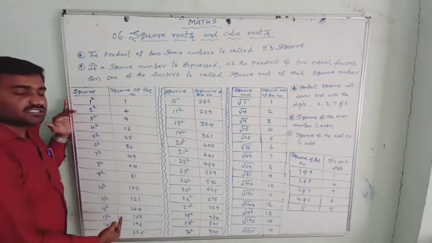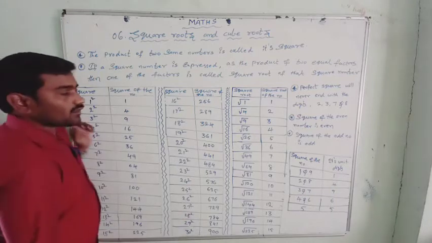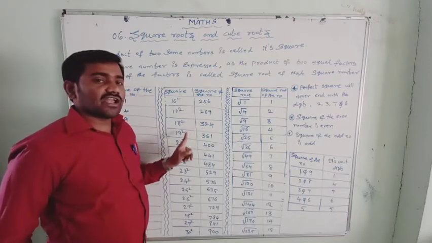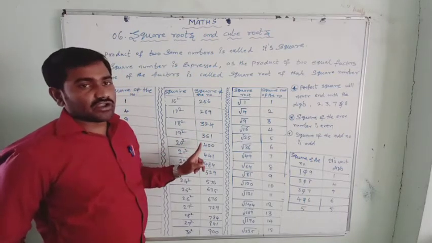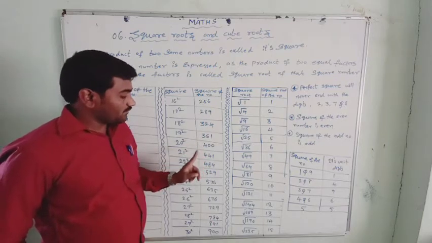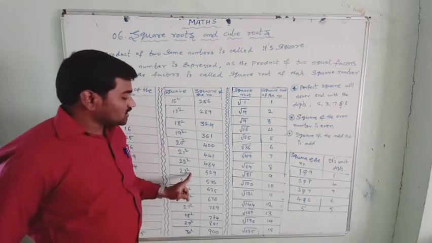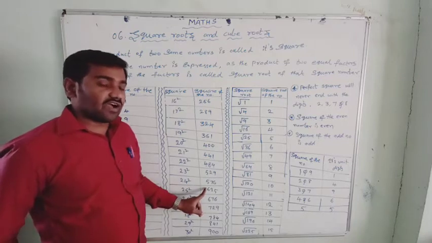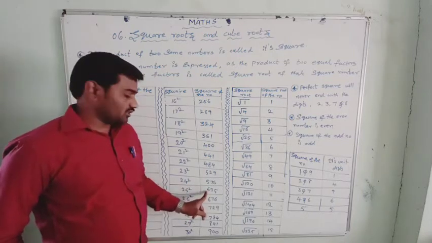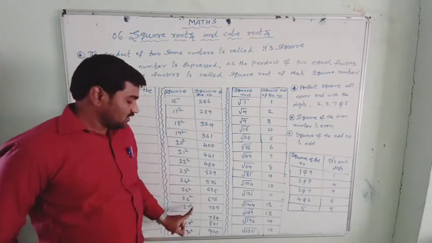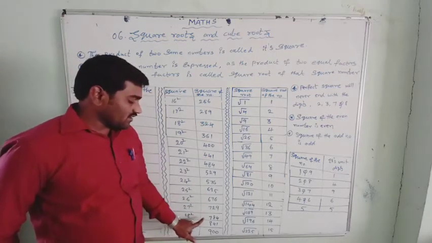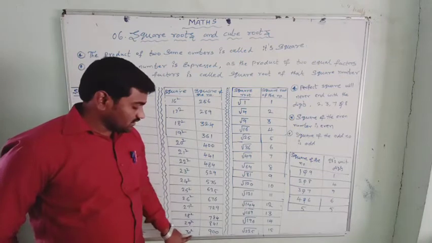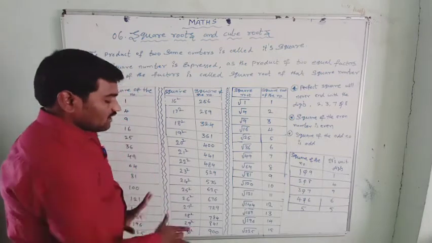169, 14 square 196, 15 square 225, 16 square 256, 17 square 289, 18 square 324, 19 square 361, 20 square 400, 21 square 441, 22 square 484, 23 square 529, 24 square 576, 25 square 625. That means 25 into 25 is 625. Similarly, 26 square 676, 27 square 729, 28 square 784, 29 square 841, 30 square is 900. So I have written up to 30 squares here.